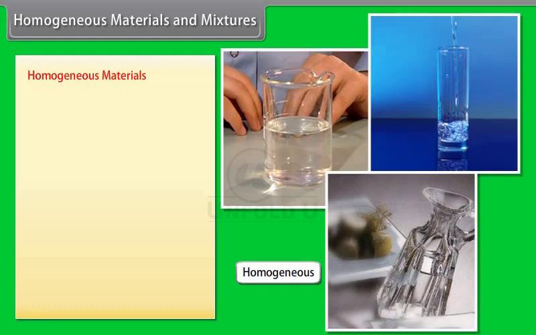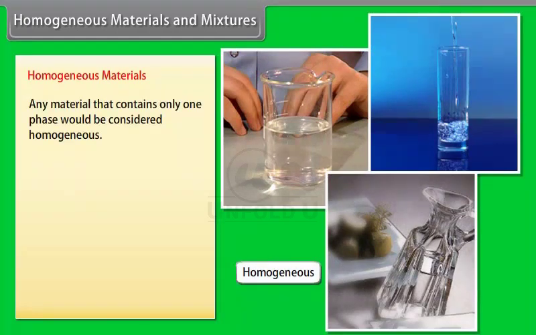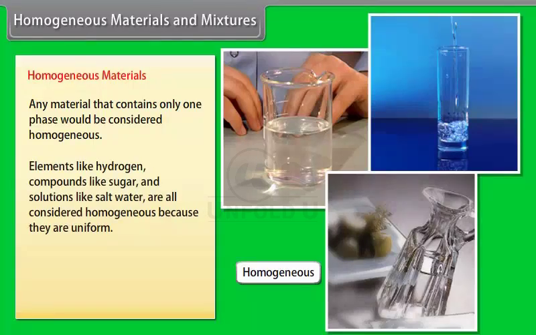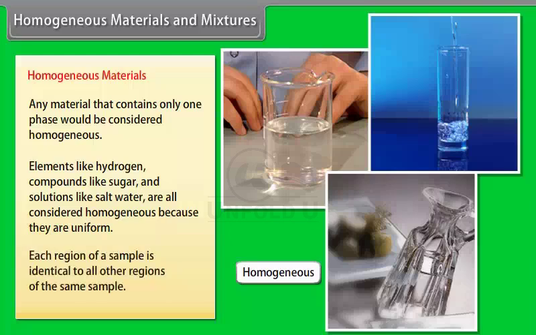Homogeneous materials and mixtures. Homogeneous materials. Any material that contains only one phase would be considered homogeneous. Elements like hydrogen, compounds like sugar, and solutions like salt water are all considered homogeneous because they are uniform. Each region of a sample is identical to all other regions of the same sample.